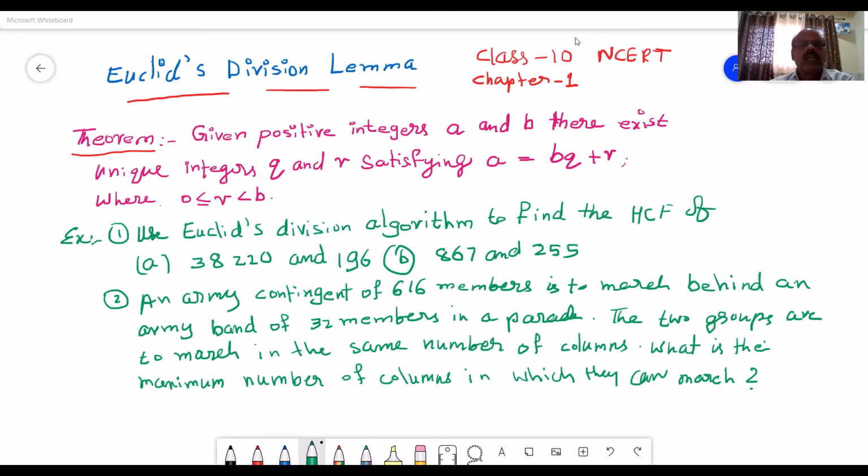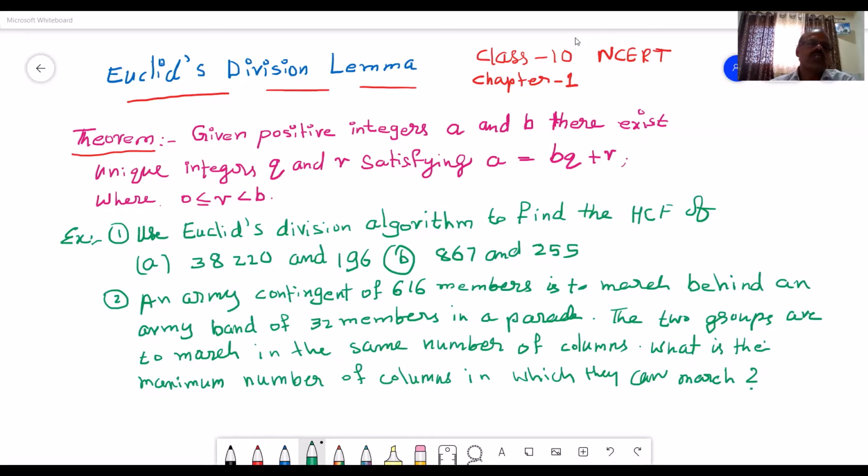First of all, we will discuss the theorem, otherwise called a lemma. Euclid is the name of the scientist, and division you already know. Lemma means an already proven statement, which is used for proving another statement. That is the meaning of lemma.